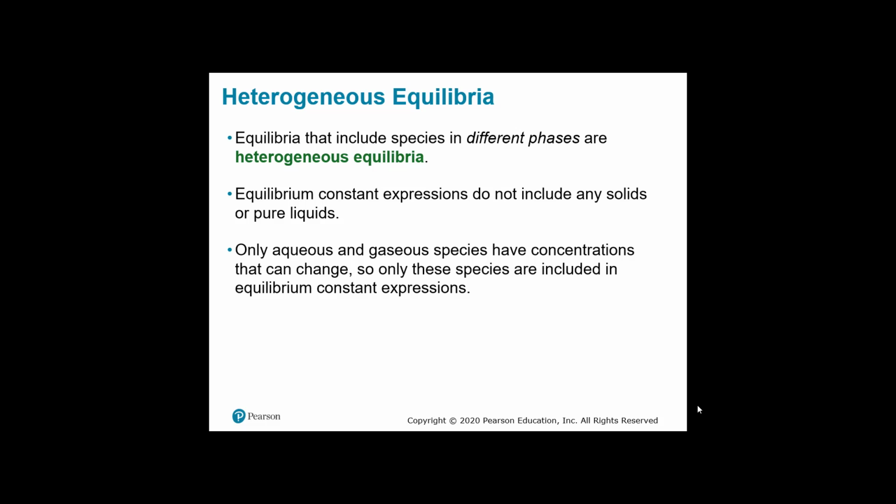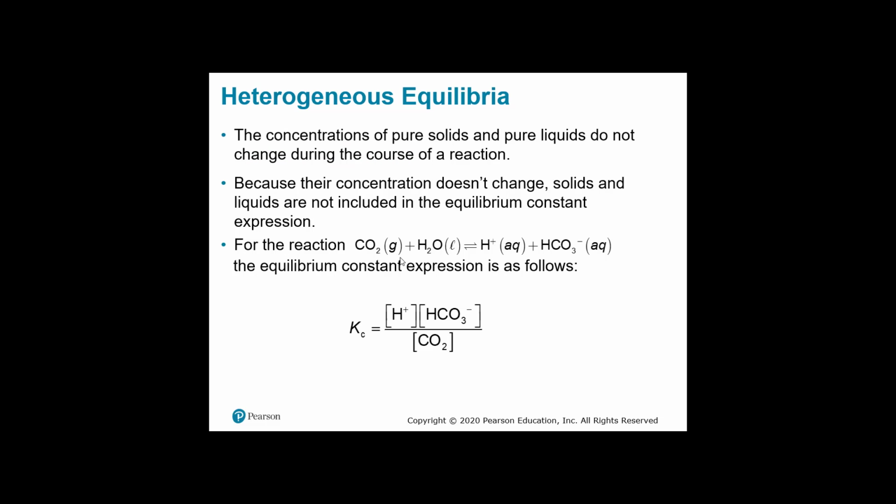So equilibria that include species in different phases are called heterogeneous equilibria. That's the same term as heterogeneous mixture compared to homogeneous mixture, if you think back to 110, if you took 110 at Citrus. So equilibrium constant expressions do not include any solids or liquids. I've already said this. Why? It's because only aqueous and gaseous species have concentrations that can change. Solids and pure liquids, we do not count them.